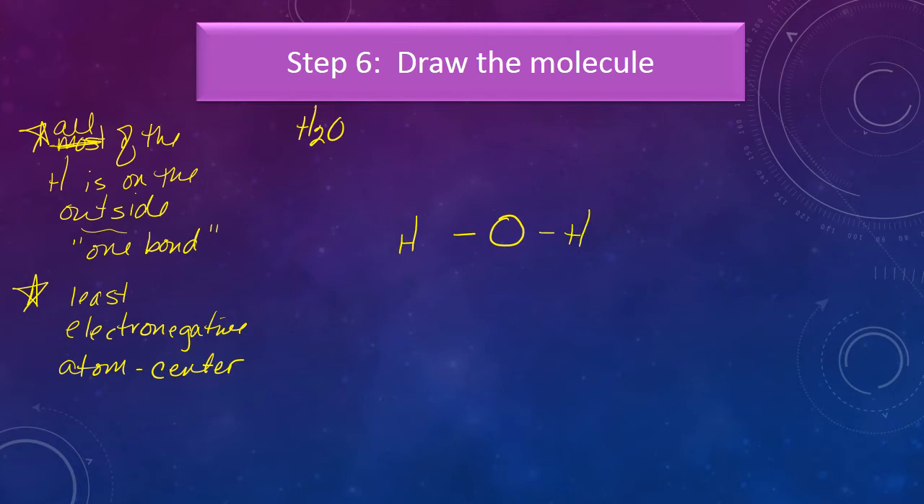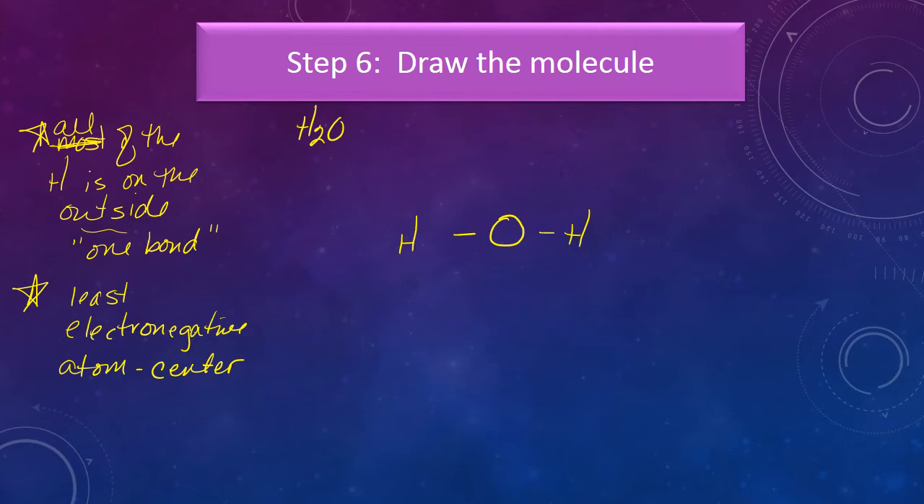The reason that I could not have drawn it like this is this makes the middle hydrogen have 2 bonds for a total of 4 electrons. And hydrogen does not want 4 electrons. Nope. Hydrogen is perfectly happy with 2. And that's why I said hydrogen needs to go on the outside like I did in the first molecule. So I'm going to go ahead and erase all this.